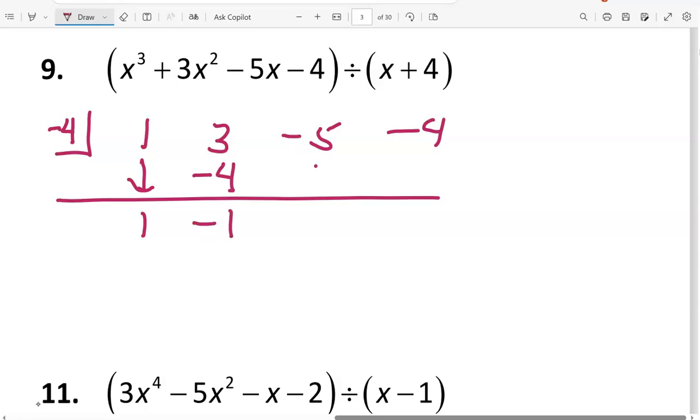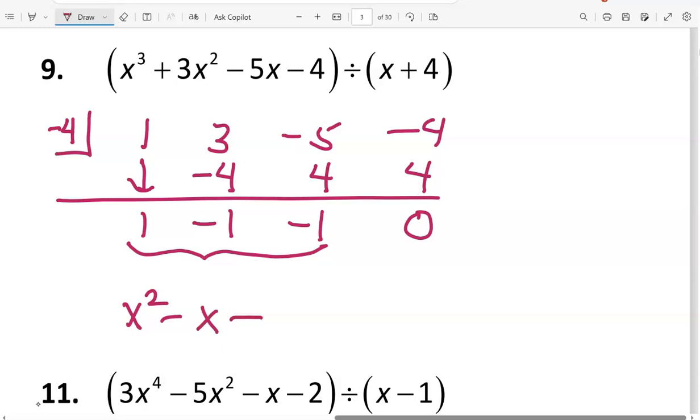Negative 1 times negative 4 is positive 4. Add that column, negative 1. Negative 1 times negative 4 is positive 4. Add that column, we get 0. Here are the coefficients of the quotient, and the remainder is 0. So the quotient is x squared minus x minus 1.